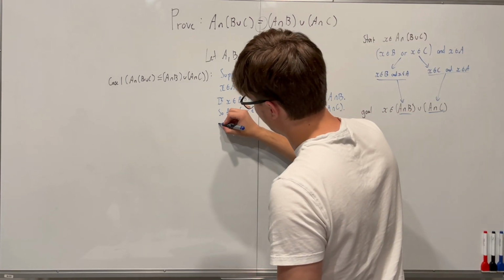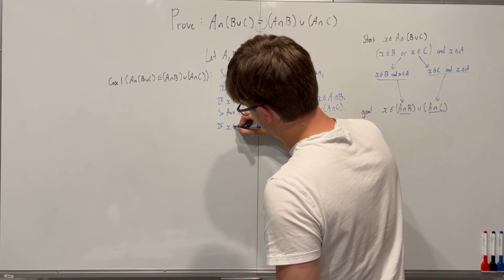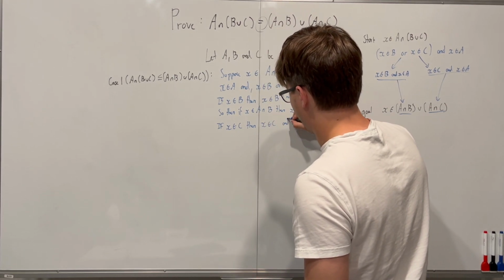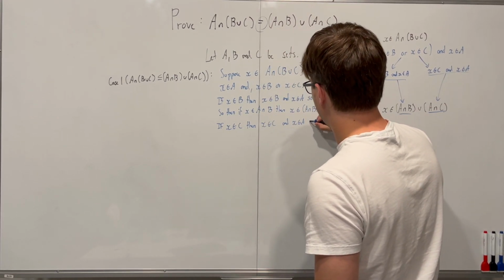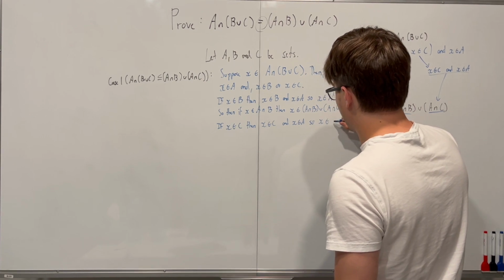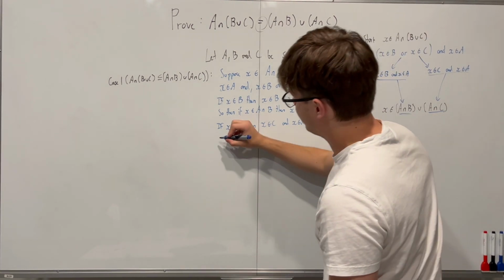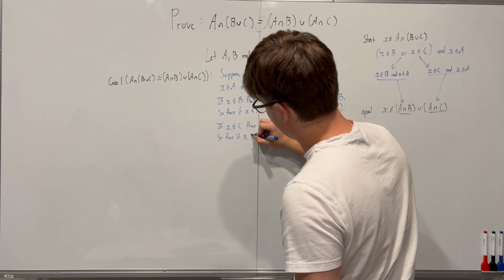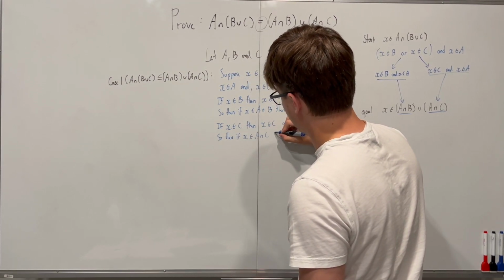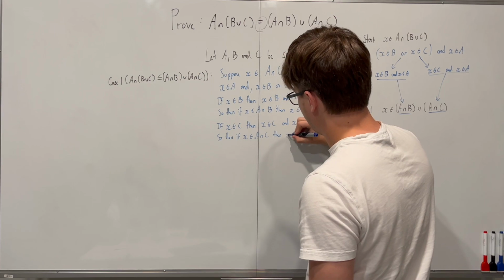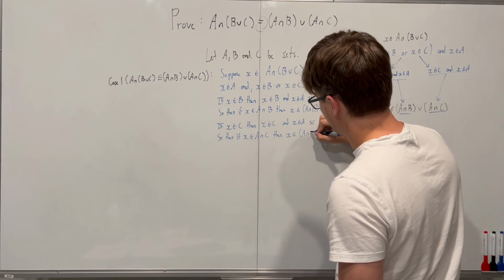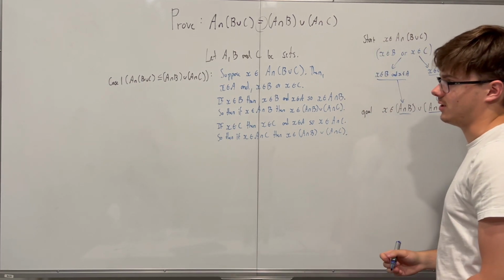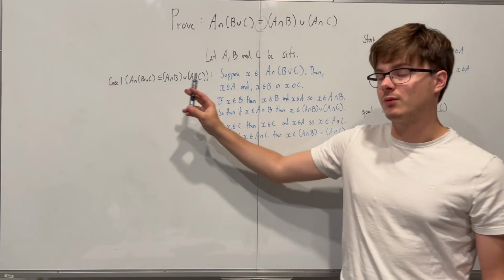Okay, now we can get into our second case. So we say, if x is an element of C, then x is going to be in C and x is going to be in A. So x is going to be in A intersect with C. So then if x is an element of A intersect with C, then x is going to be an element of A intersect with B unioned with A intersect with C. Fantastic. So in both cases, it's going to be an element of the right-hand side.